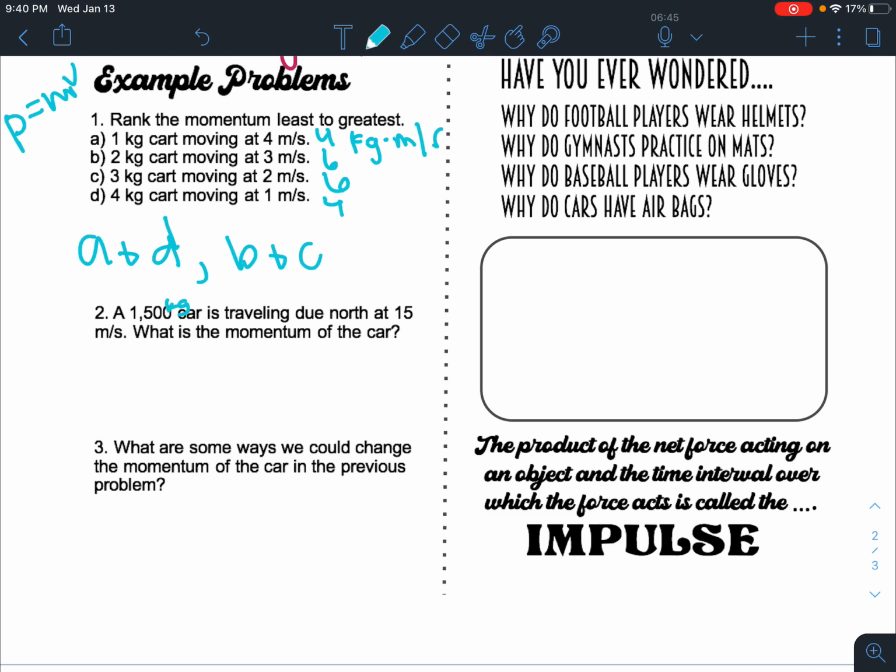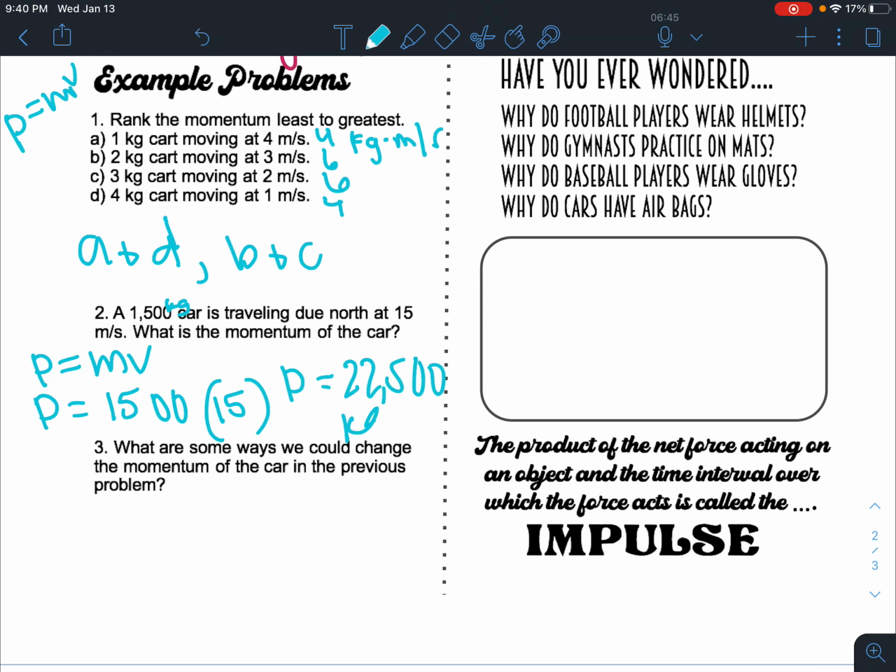Secondly, let's say we have a 1,500 kilogram car traveling due north at 15 meters per second. What is the momentum of the car? So once again, P equals mv, and momentum is our unknown, 1,500 kilograms is our car, and it's moving due north at 15 meters per second. Our momentum is going to be 22,500 kilograms times meters per second.